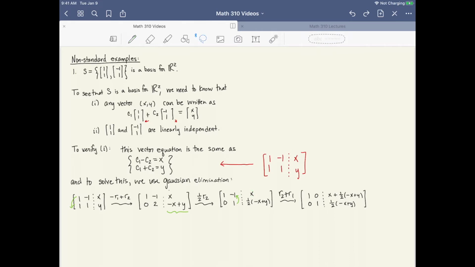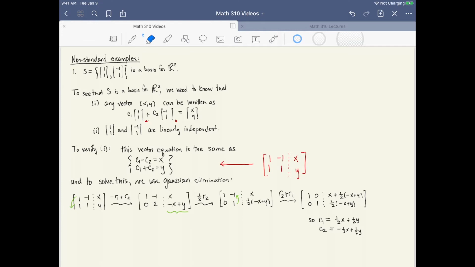At the end of this, you get to see exactly what C1 and C2 are, and C1 and C2 are the scalars that solve this vector equation that we started out with. So C1 and C2 are read off of this matrix right here. We see that C2 is 1/2 minus x plus y, and C1 is this expression in x and y. Because remember, x and y are arbitrary. They're placeholders for whatever your vector in R2 is.